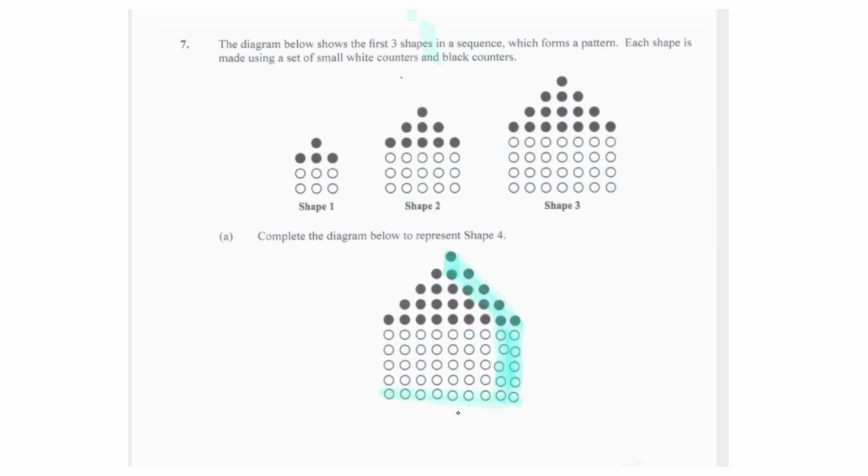So this is our shape. So we have 9. Let's just write 3, 5, 7, 9. So the height here is 2. And that's 3. That's 4. So we should have 5 whites here. So that's 5. Okay? So this is our new shape.